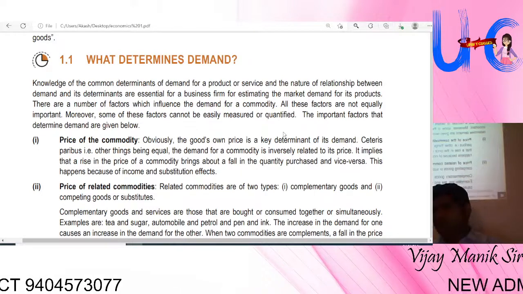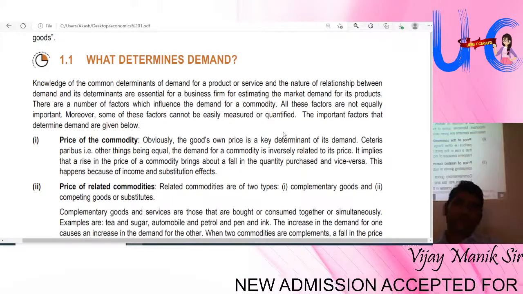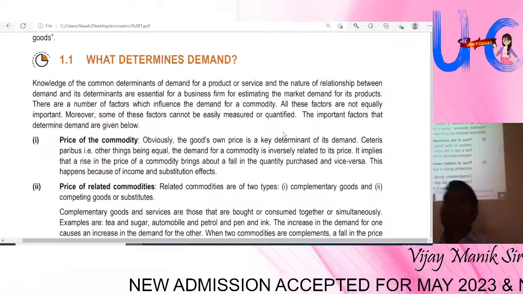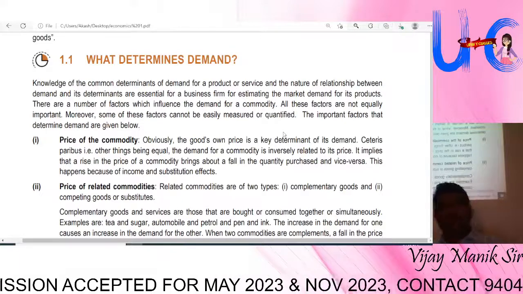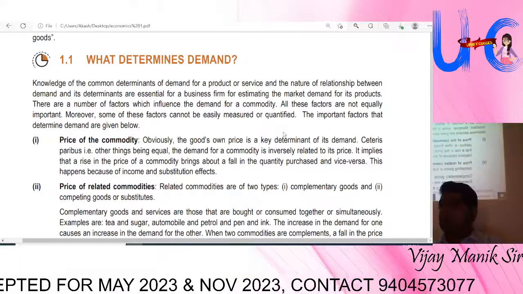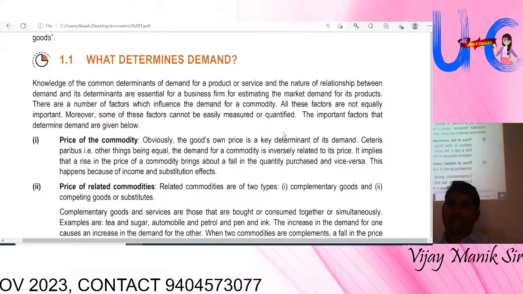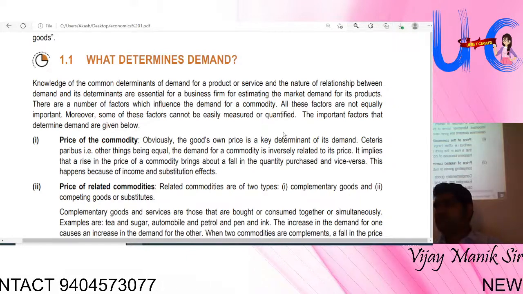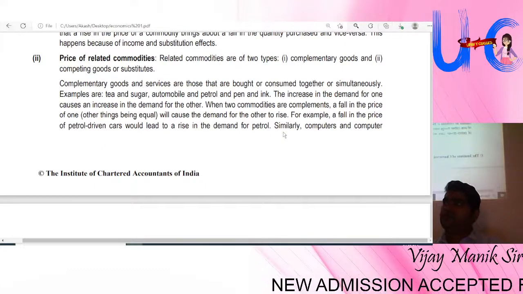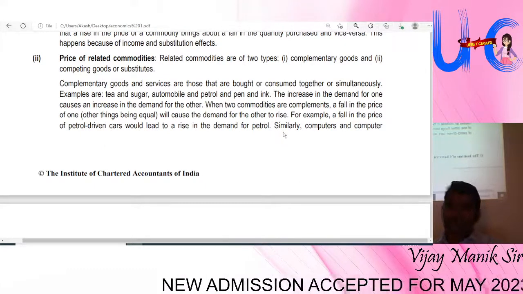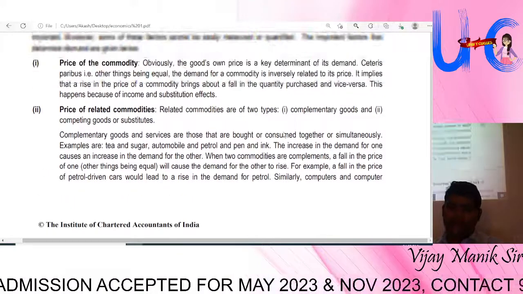Price of commodity. Price of commodity means buyers or consumers always think about the price of that particular commodity, whether it is in their capacity, then they will buy. There is also one concept: buying capacity, very simple, the buying capacity of the consumer. Another one, related to it, is disposable income. It is also related to the buying capacity of the consumer.